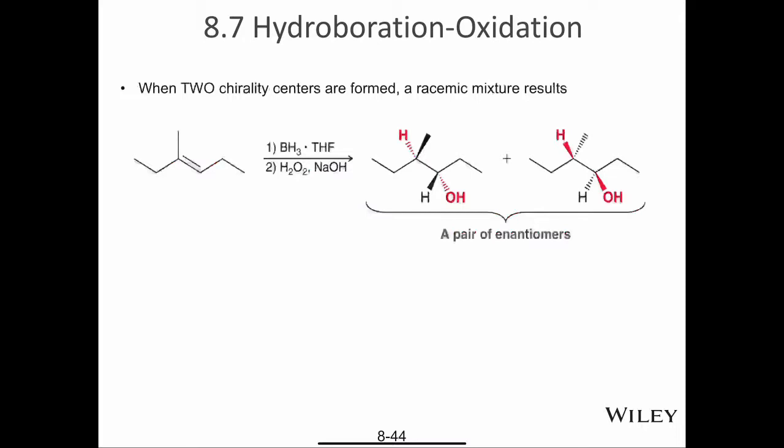The take-home message from this slide is that when I treat my alkene with borane THF followed by hydrogen peroxide and sodium hydroxide, it effects an anti-Markovnikov addition of water across the double bond. But the hydroxyl and the hydrogen are added in a syn fashion, meaning they are added to the same face of the double bond. And that's why both the proton and the hydroxyl are shown as dashes here, and why they are both shown as wedges in the second product. So what I end up with in this case is a pair of enantiomers.